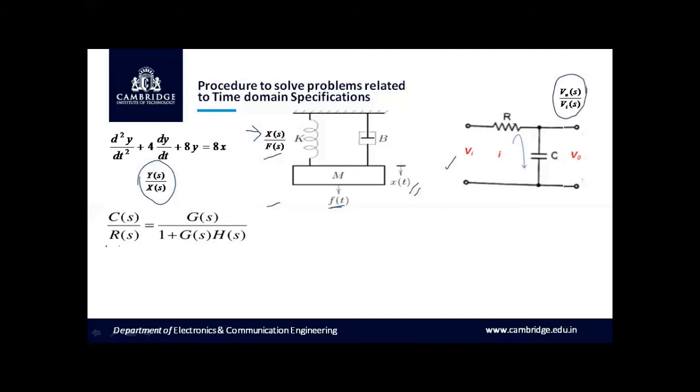So for all these three examples, the focus is on one point, that is calculating the transfer function: the Laplace transform of the output divided by the Laplace transform of the input. Generally, we represent the transfer function for a closed loop system as C of s by R of s is equal to G of s divided by 1 plus G of s into H of s.